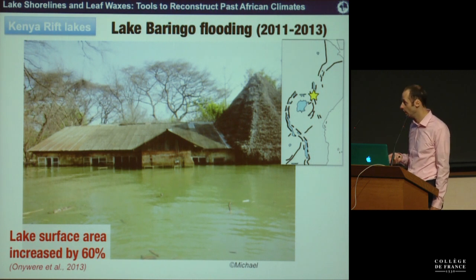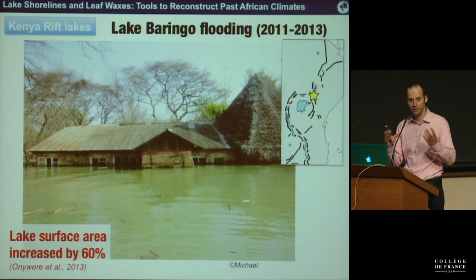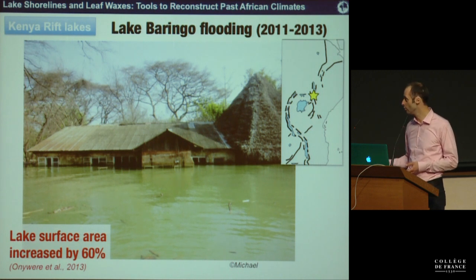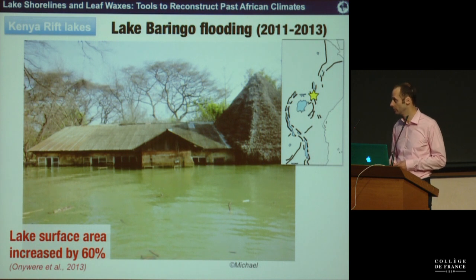So you can imagine that all the schools, the hospitals, the tourist resorts, which were built almost directly at the edge of this lake, were completely submerged by water. There were more than 5,000 people displaced during this flooding. And so we may ask, was this flooding event predictable?